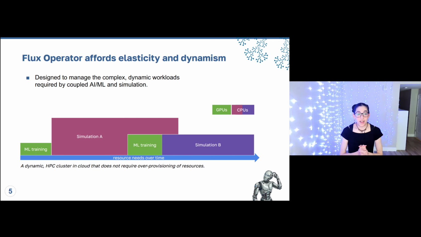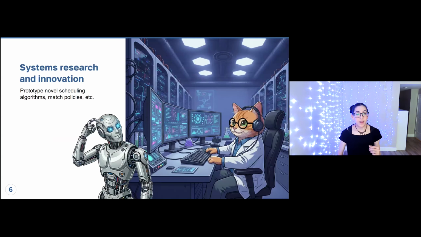Now, another really great thing that the Flux operator affords, and it's done this since it was developed in 2022, is elasticity. So many of our workloads are not just static, they're dynamic. You start out with a small set of nodes, you need to scale up, you need to scale down, you need to deploy a different set of nodes. The Flux operator allows you to do that.